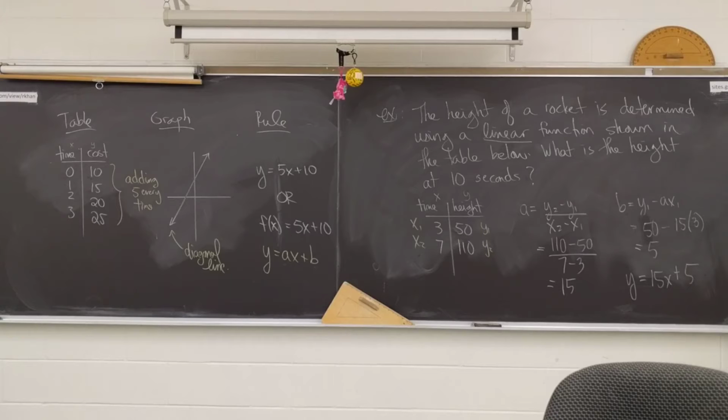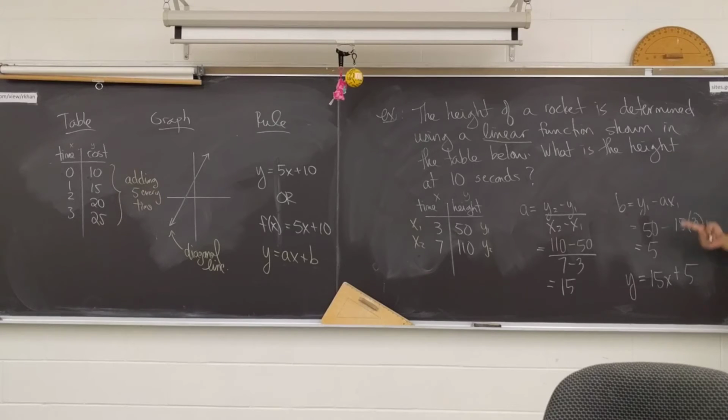Now, this question didn't even say to do this. I don't even know why we just did this. Maybe you do. What was the point of doing this? You have to find the height. So it's 15 times 10. Nowhere in this question does it actually talk about the rule, but we need to use the rule so that we can figure out the height at 10 seconds.